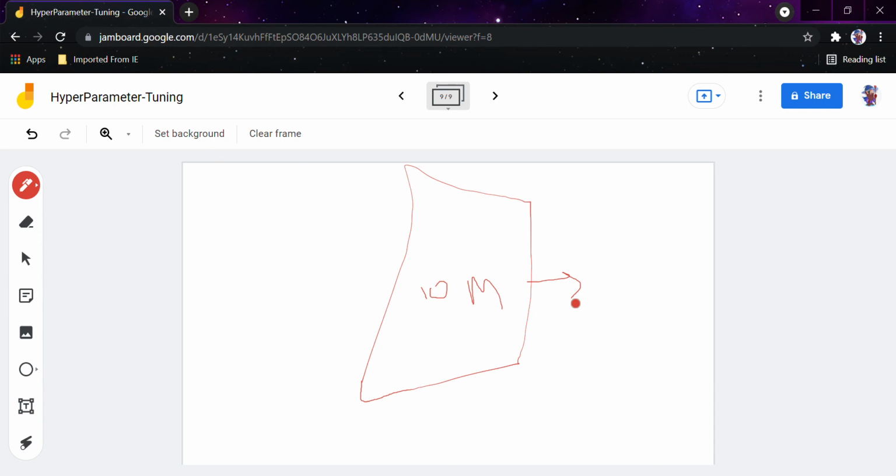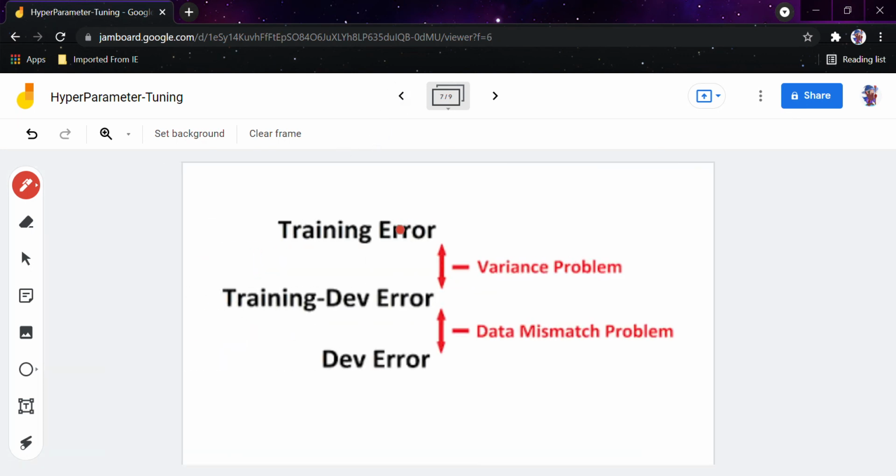One solution is suggested by Andrew Ng. If you don't know about Andrew Ng, I guess you should. He is like a god of data science and machine learning. Even I have learned from him. So we would keep a train-dev data set. I would just show you directly.